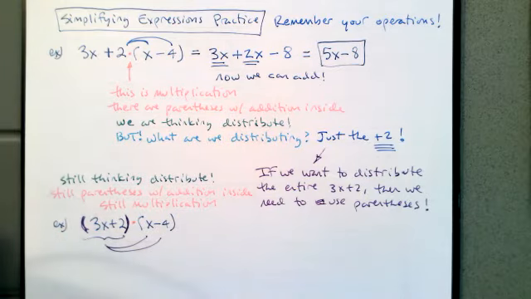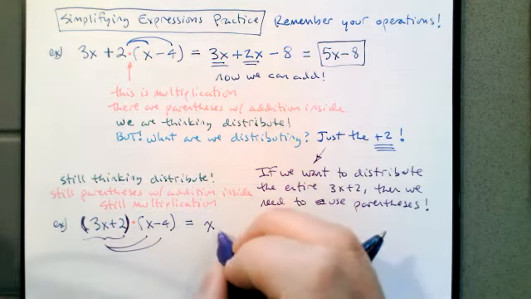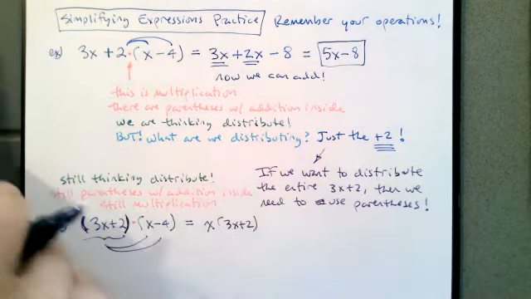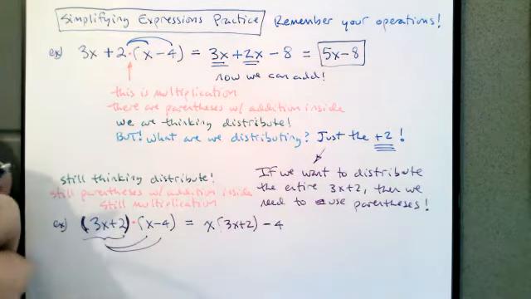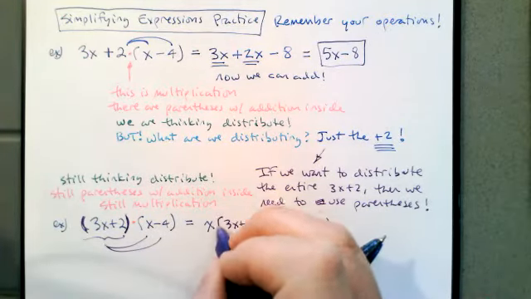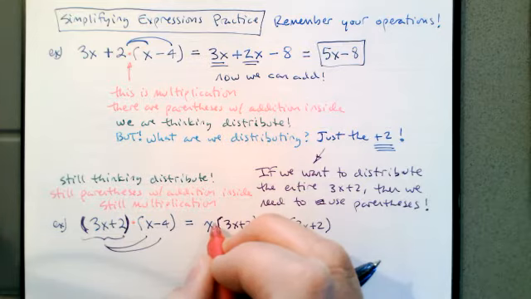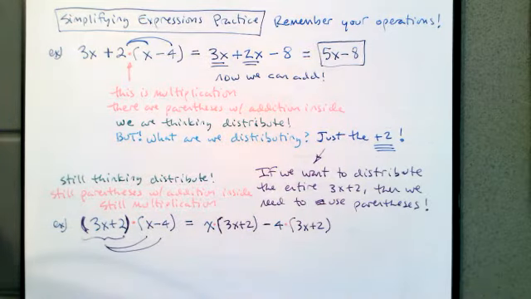So this will look like x times the 3x plus 2, and then minus 4 times the 3x plus 2. This is commonly known as FOIL. This is the multiplication algorithm that we learned way back when we learned to multiply numbers. I took a times b plus c and wrote it as ba minus ca, but multiplication is commutative. The order is not important. And then we get the four terms that we expected to get.